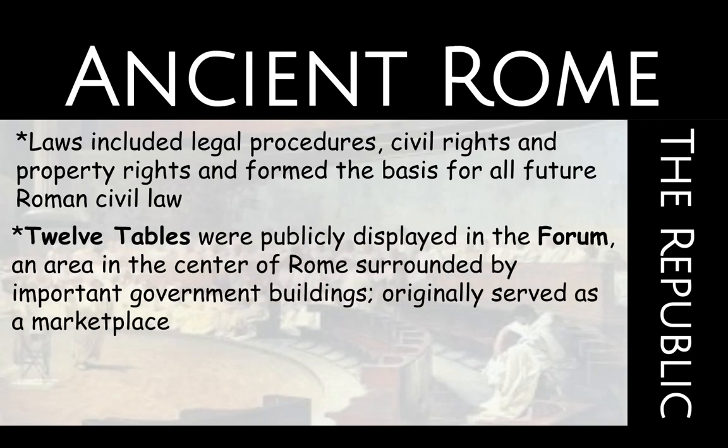The 12 tables were created and then displayed in the Roman Forum, the Roman marketplace, where almost all of the government buildings were located. And that way, everyone would be able to see them, whether they were there to purchase things or there to serve in the government.